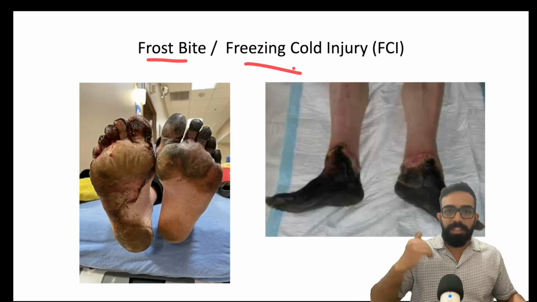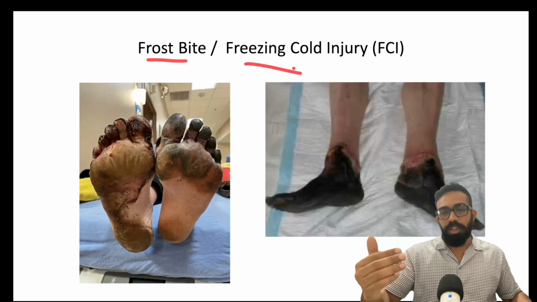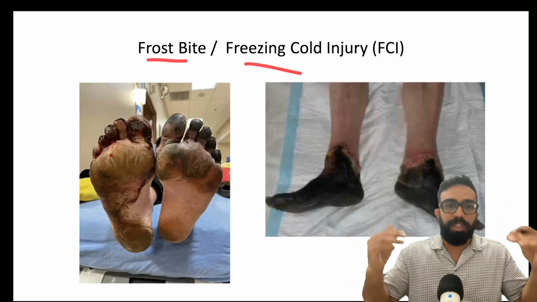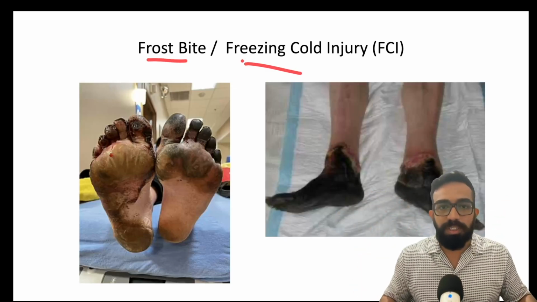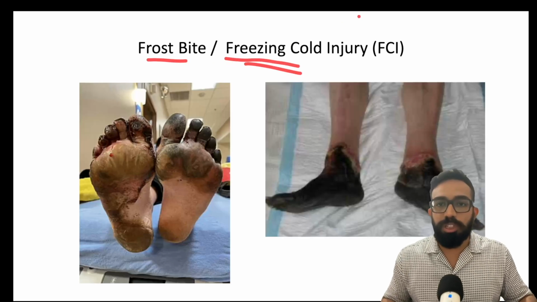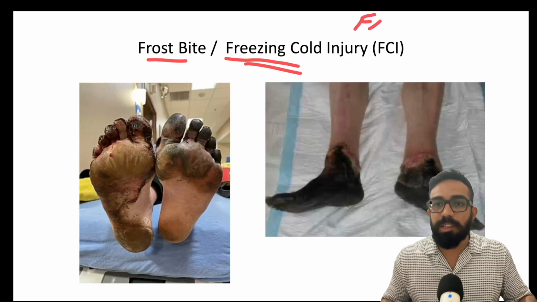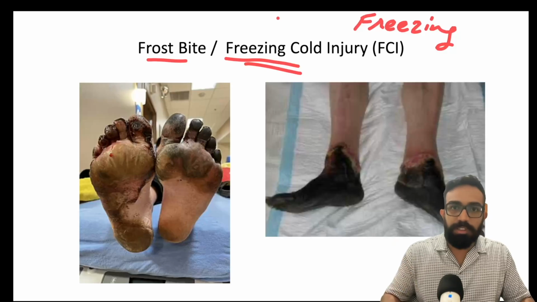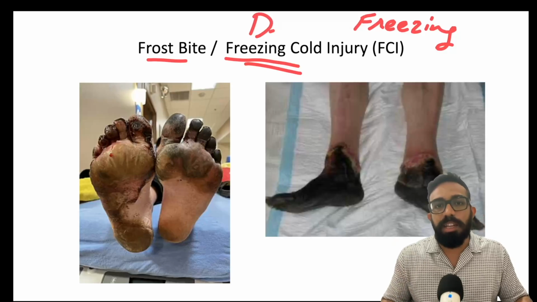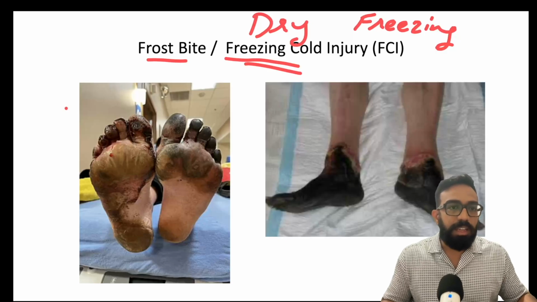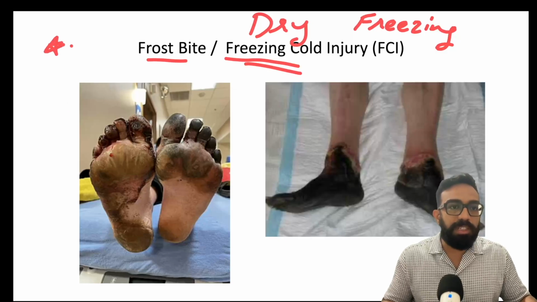Now we'll take it to a slightly higher degree, which is frostbite. First we did chilblains, then trench foot, which is somewhat more in severity. Now the most severe form, also called freezing cold injury, frostbite. This happens when there is exposure at freezing temperatures, and the most important thing that separates it from trench foot is that it is exposure to dry cold.